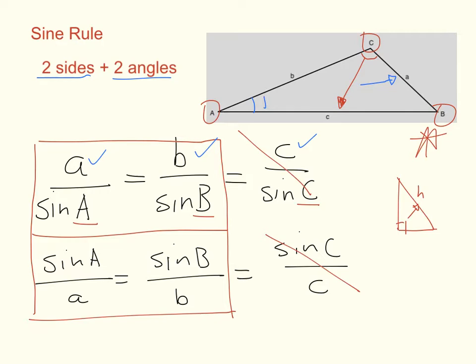We're only ever going to use this version that's in the box here. And if you're trying to find an angle, you're going to use this one. And if you're trying to find a side, you're going to use this one. As I said, they are the same thing, but just how we vary them depends on what we're trying to find. And I think an example will help.